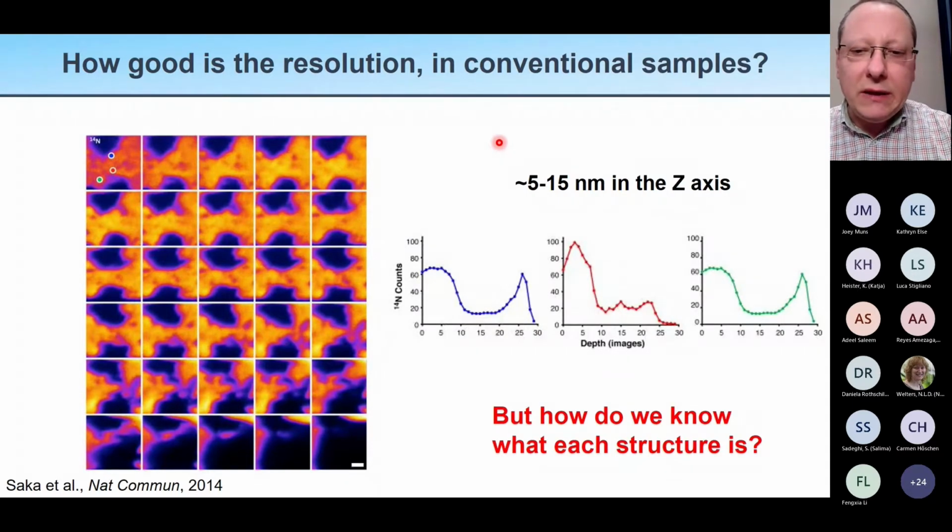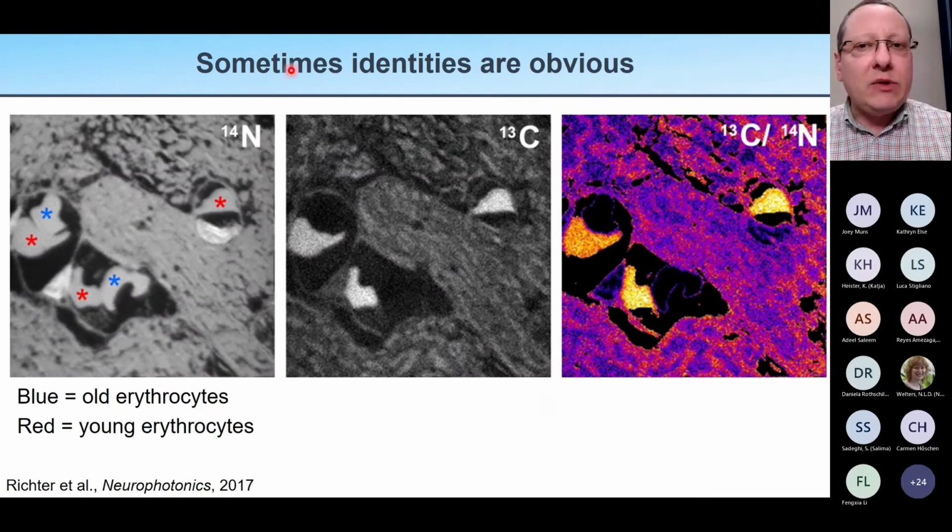So how do you then know what each structure is? What is the nature of each structure? Sometimes the nature is obvious. You're looking here at a heart muscle, and you have 1, 2, 3 blood vessels in this heart muscle, and you have here 1, 2, 3, 4, 5 little cells in the muscle. This was a mouse fed with 13C for some weeks.